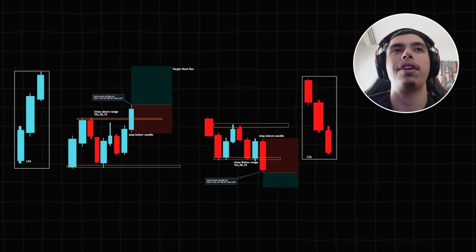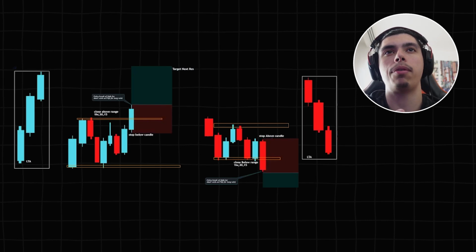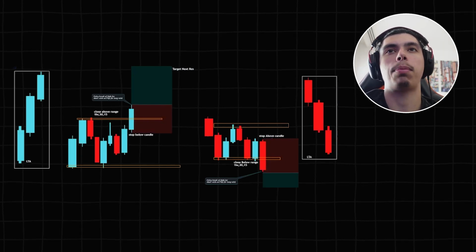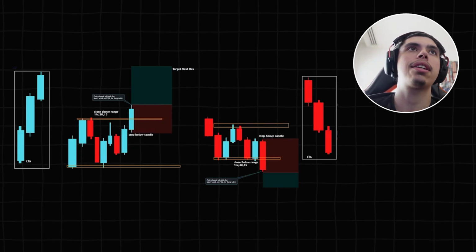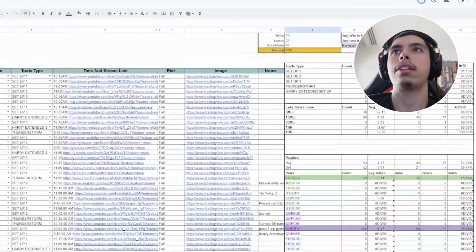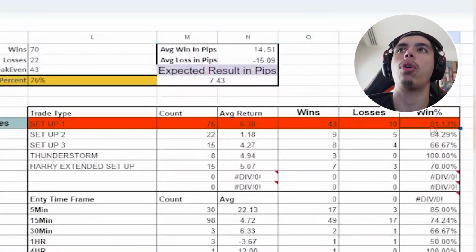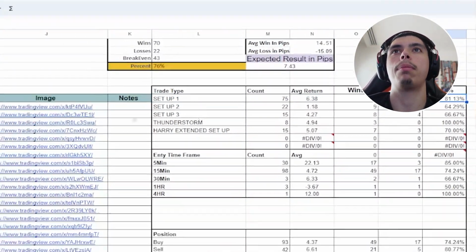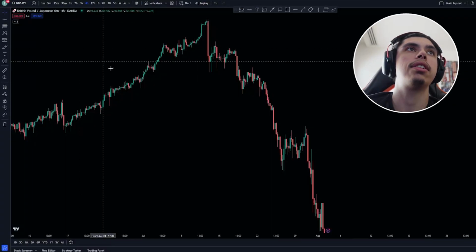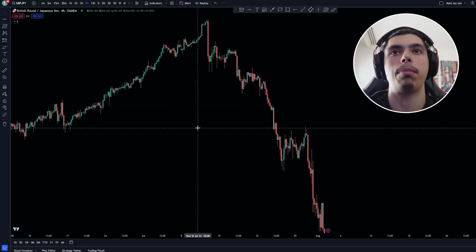Now, setup one is one of my favorite setups, which is simply closes above or below a range to reach a next possible target here. We can see data on the charts. This is some of my data. If we go check setup number one, 81% win rate on setup number one, which is very, very good. And setup number one is the most common that comes in the markets here.